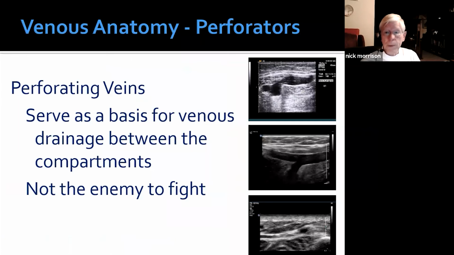These do serve as a basis for venous drainage between the compartments, and they are not the enemy to fight. It's not uncommon to have an incompetent distal calf perforator because the great saphenous vein is delivering so much volume into the deep system through that perforator. It dilates the perforator and becomes incompetent. If you ablate the incompetent great saphenous vein, that perforator will most likely become competent again. So it's not necessary to treat the perforator veins just because they're incompetent.